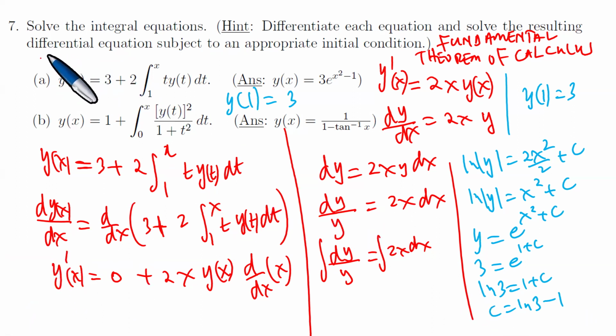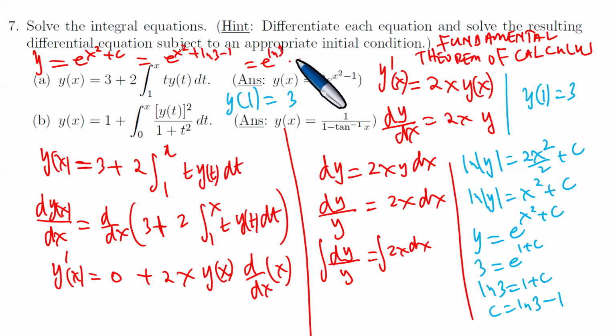So which is this? What is e? E is e to the power x squared plus c. What is the c? C is ln 3 minus 1. This is e to the power ln 3, e to the power x squared minus 1. What is e to the ln 3? It is 3e to the power x squared minus 1. And this is the answer. Any questions?